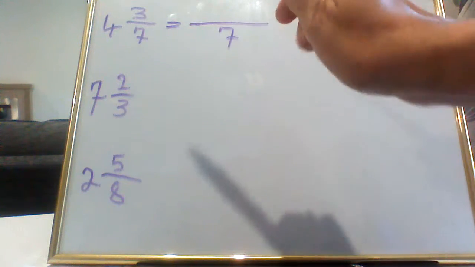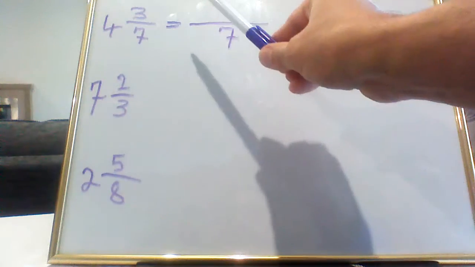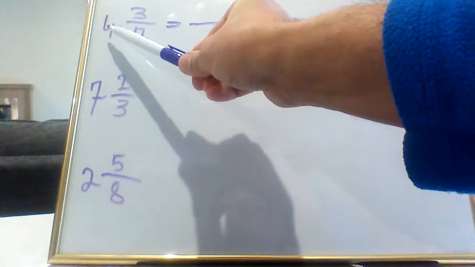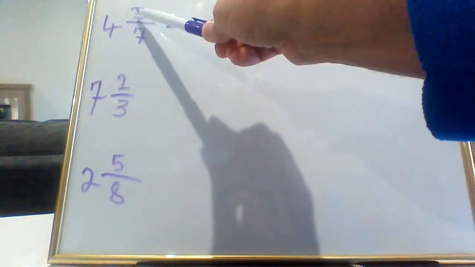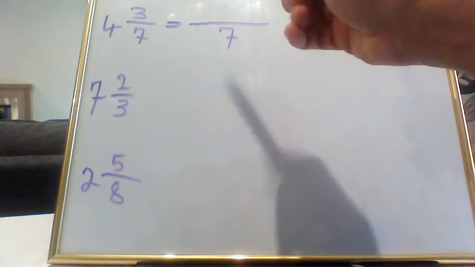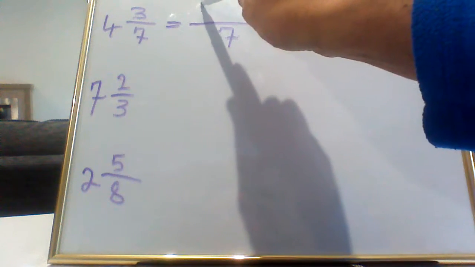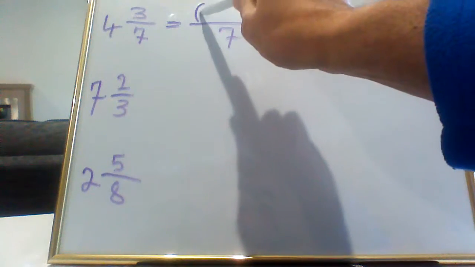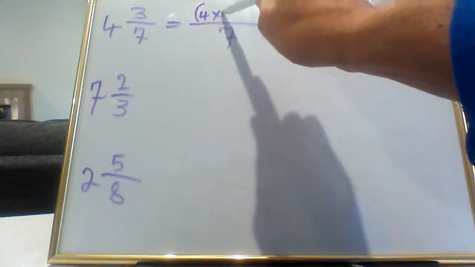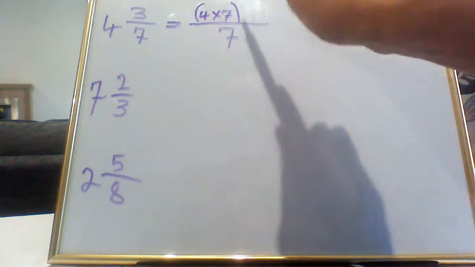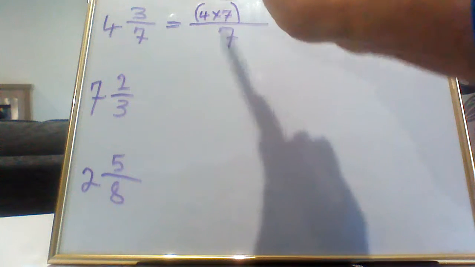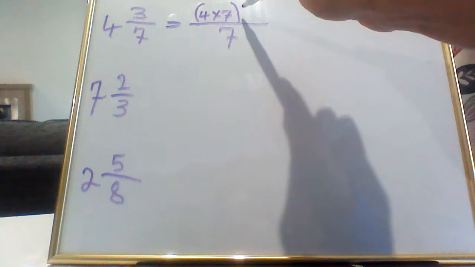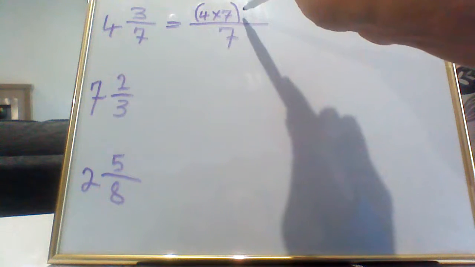Now, in order to convert mixed numbers into fractions, what you do, you multiply the whole number by the denominator and then you add the numerator to it. So, what we're going to do, I'll show you exactly what I mean. So, we multiply the whole number by the denominator, 4 times 7 in this case. Now, if you notice, I've put brackets or parentheses around it because you mustn't just times it and add it straight away. Well, just watch what I'm doing.